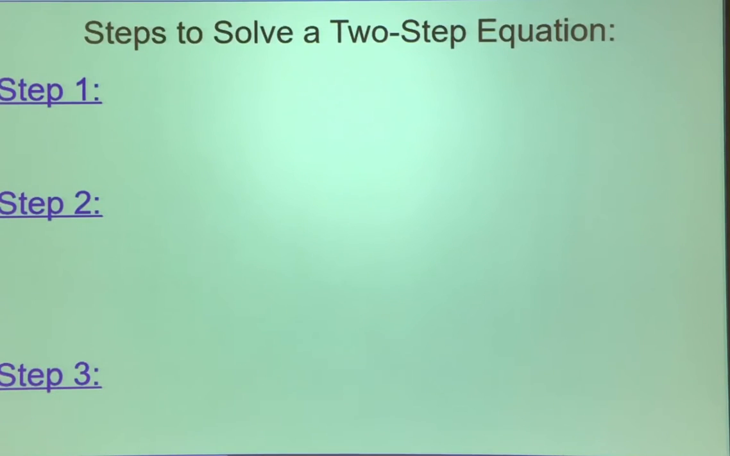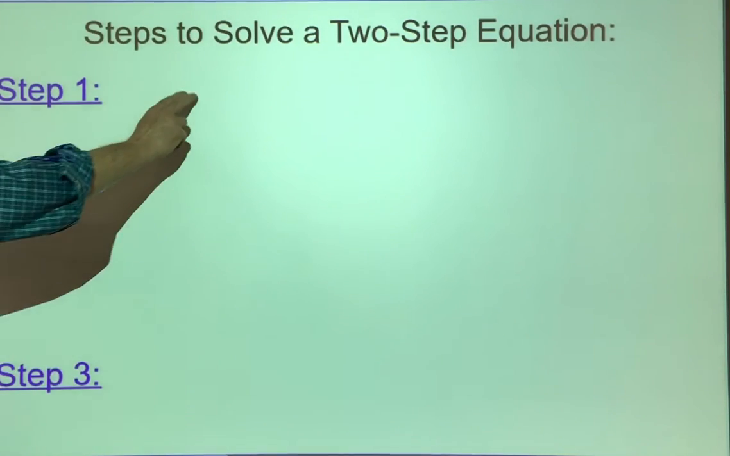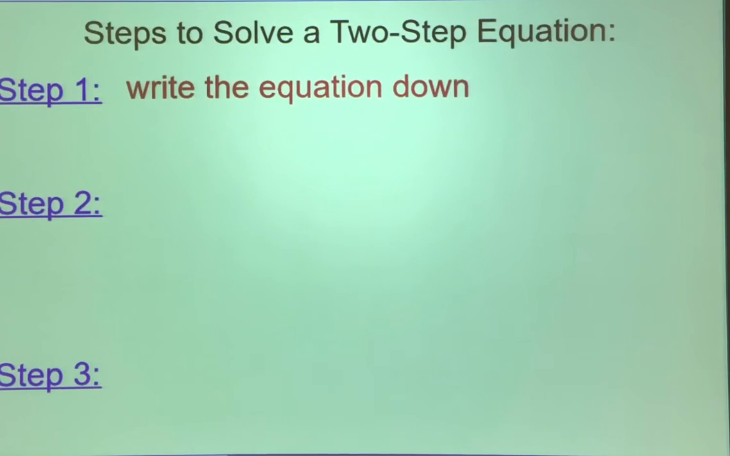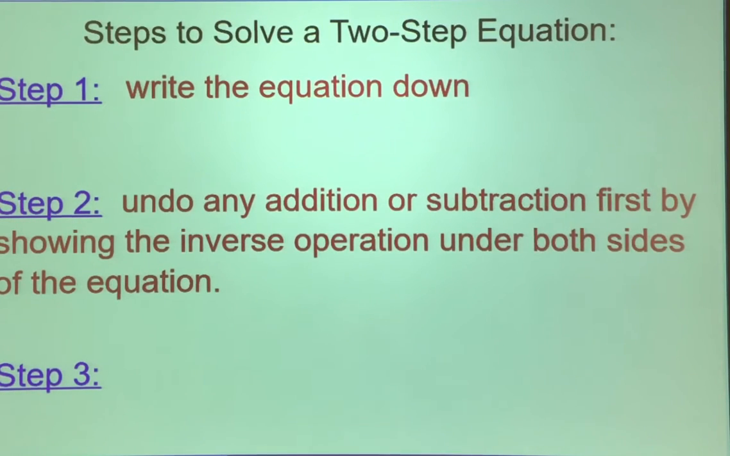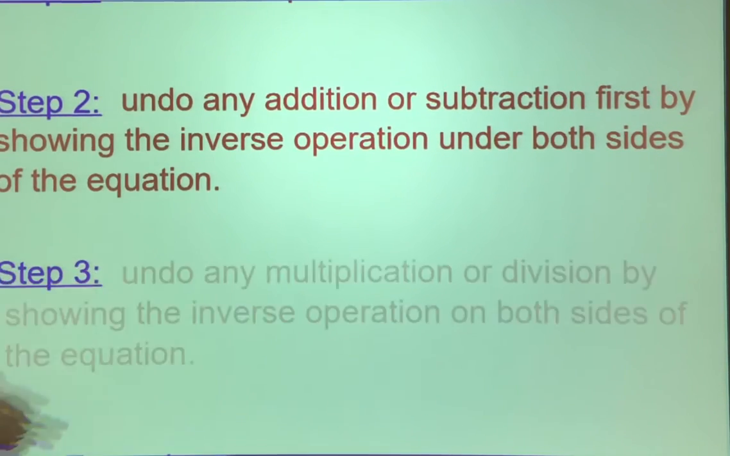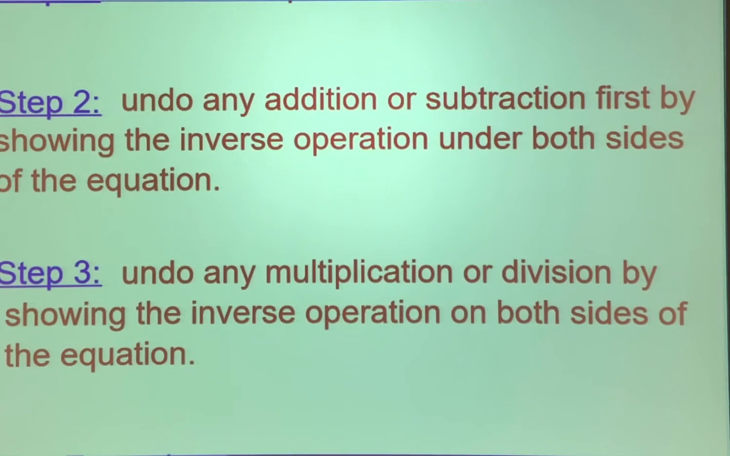Yesterday, we talked about the steps for solving a two-step equation. And as always, the first step was to write the equation down. Next, we decided that we should undo any addition or subtraction first by showing the inverse operation under both sides. Our third step was to undo any multiplication or division by showing the inverse operation on both sides of the equation.